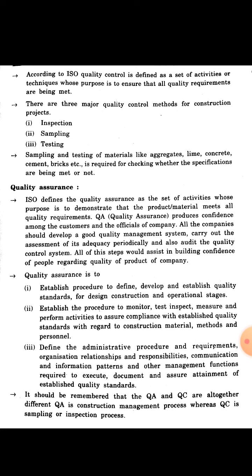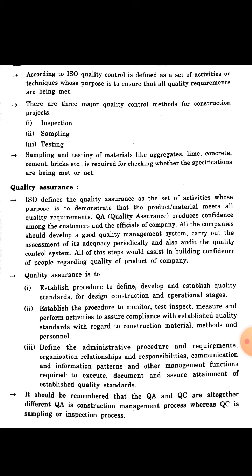Now the second topic we start is quality assurance. ISO defines quality assurance as a set of activities whose purpose is to demonstrate that a product or material meets all the quality requirements. QA, quality assurance, builds confidence among the customer and officials of a company. All companies have a good quality management system, and the same here in the construction industry, quality assurance is given.